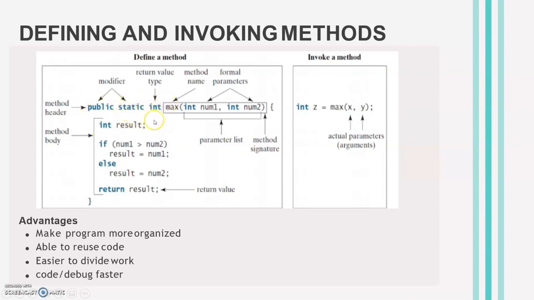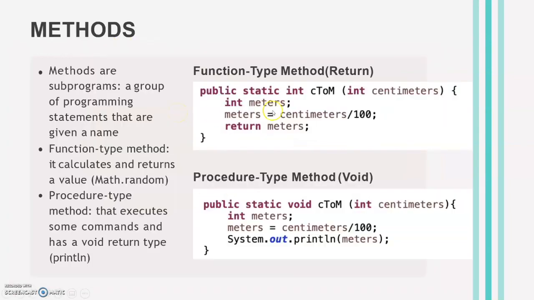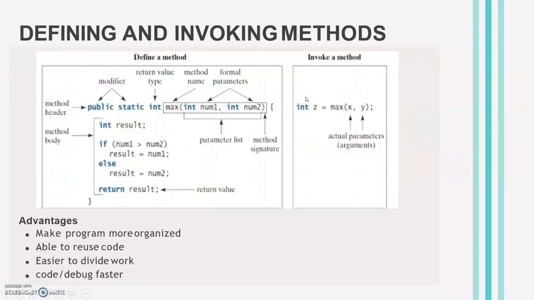So this return value type we already talked about. It can be anything. It can be string, int, double. And then we have the method name. And the method name can be whatever you want. Just like variables, you can name the method anything. So in this case, we named it max, but last time we named it c to m. You can name it a, you can name it z. Anything would work, and it doesn't have an effect on your program.